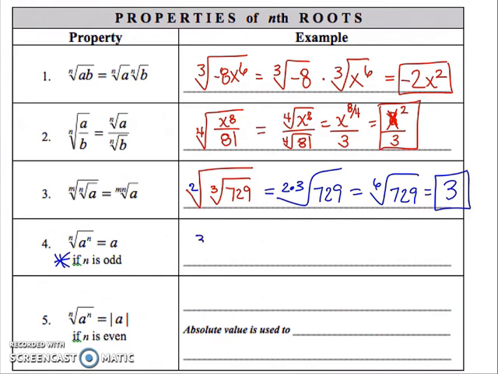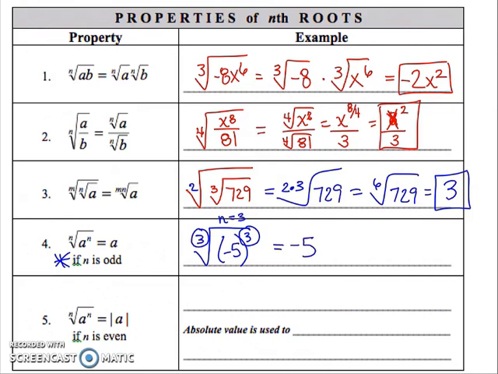So for example, let's say we have the cube root, so an odd root, of -5 to the 3rd power. Basically this just says that if n is odd, our root and our power are going to cancel each other out, because they're 3's, they are odd. So I'm going to write that here, n equals 3. So we just end up with -5 for an answer.